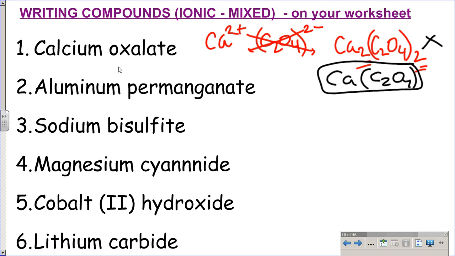All right, aluminum permanganate, my favorite. Aluminum, go for it. Al what? 3 plus because it's in the 3rd group. We bounce back 3. Permanganate. It's a pretty purple color. Mn O 4. 1 minus? Yeah.